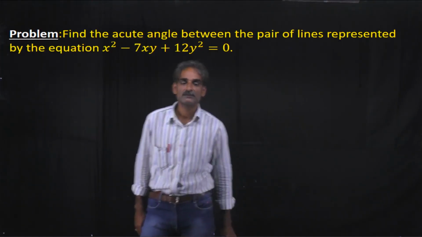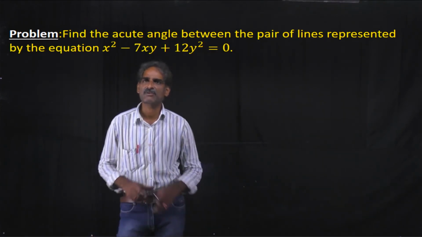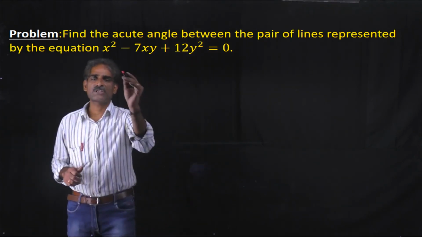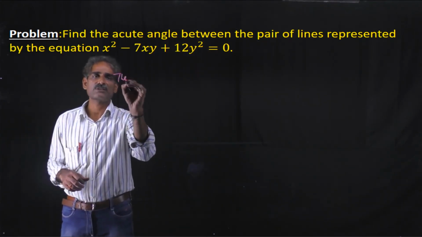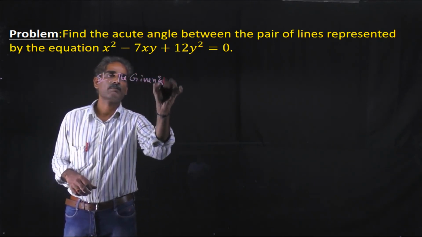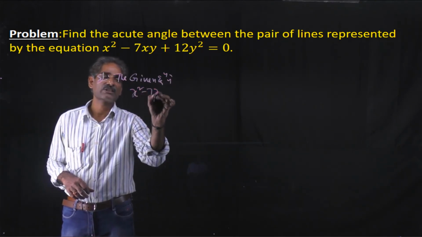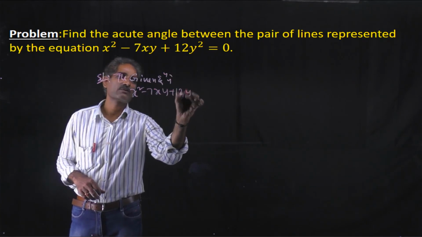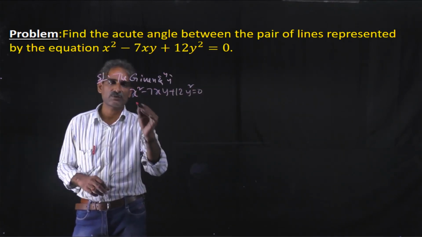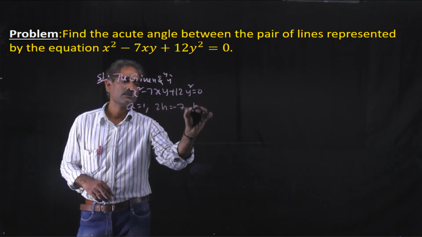Okay. See this problem. Find the angle between the pair of lines represented by the equation x square minus 7xy plus 12y square equal to 0. So what is the given equation? The given equation is x square minus 7xy plus 12y square equal to 0. Now compare this equation with the homogeneous second degree equation. Here a is equal to 1, 2h equal to minus 7, b is equal to 12.